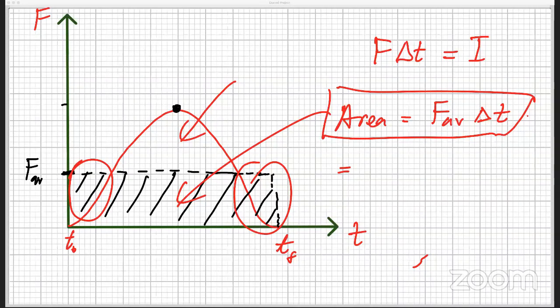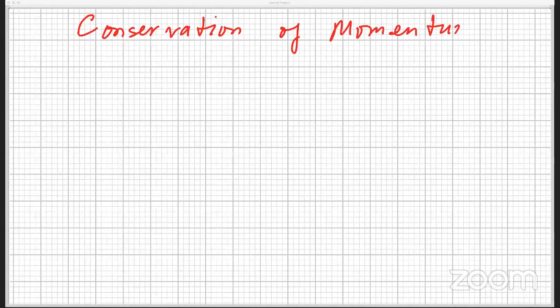Now let's talk about conservation of momentum. Simply put, when two objects collide, the momentum after collision is equal to the momentum before collision. This is a straightforward extension of Newton's third law. Newton's third law says action and reaction forces occur in pairs.